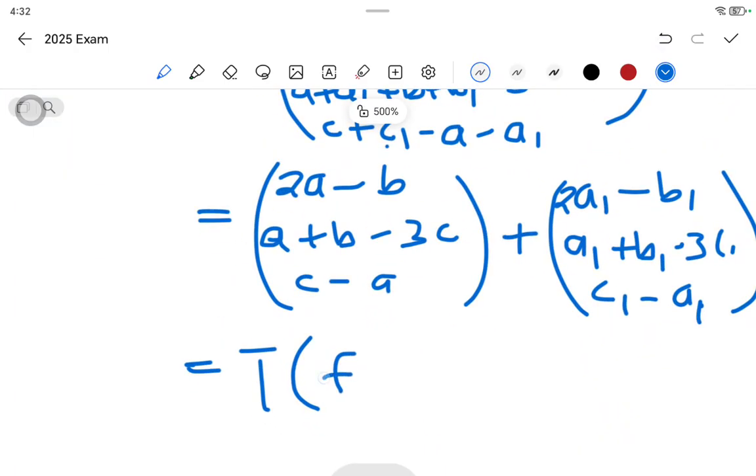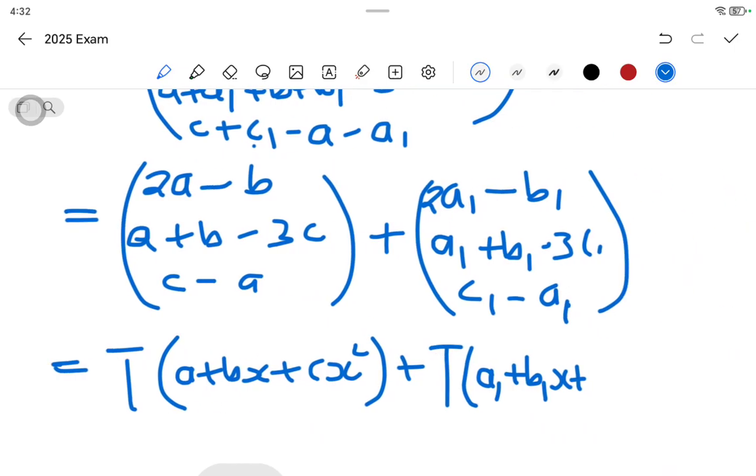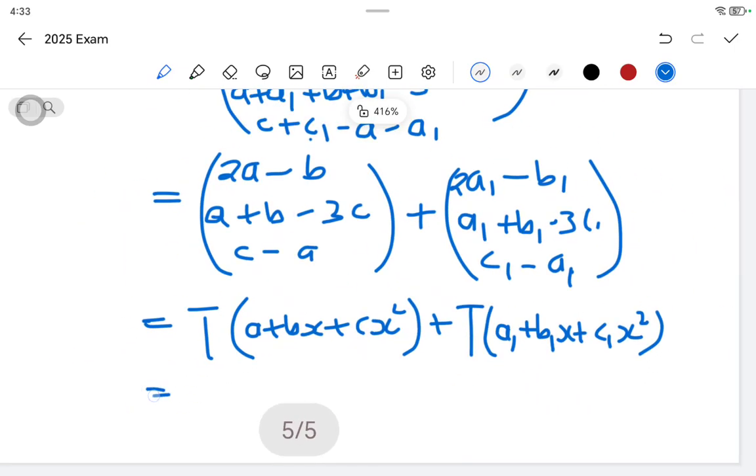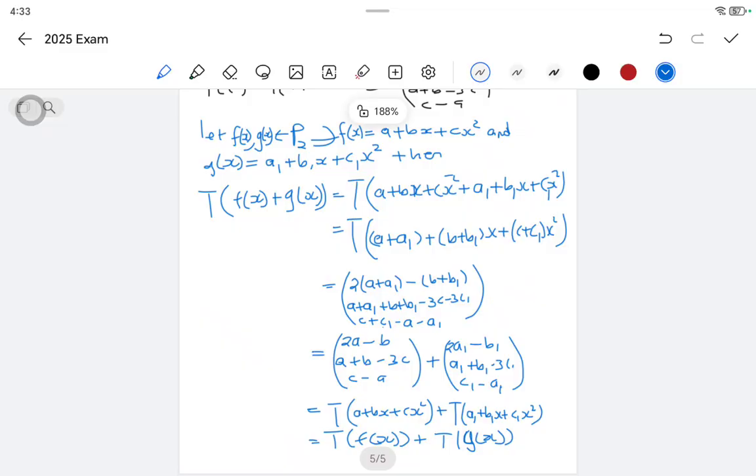This T of a plus bx plus cx squared plus T of a1 plus b1x plus c1 x squared. So this is the same thing as T of f of x plus T of g of x. You see, right? The left hand side is equal to the right hand side.